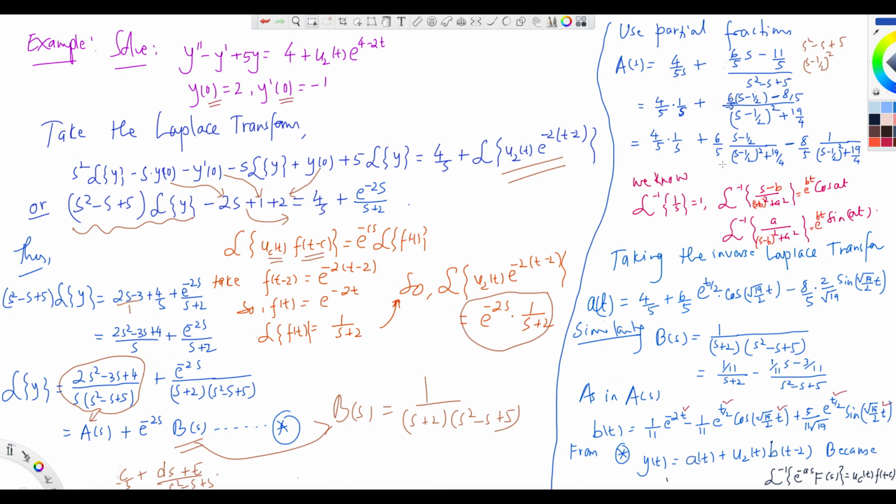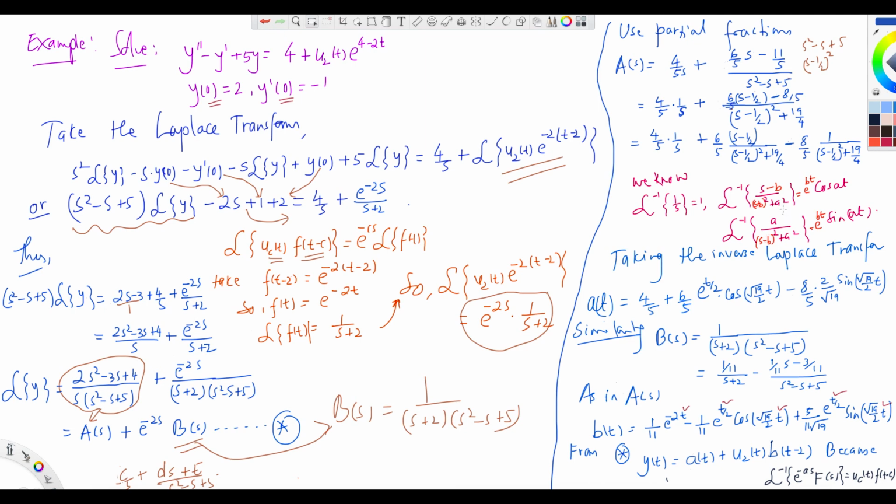Okay, now what you do next is you split. You write 6 over 5 times (s minus 1/2) over that, and then minus 8 over 5 times 1 over that thing. Okay, now you use the inverse Laplace transform formula. Inverse Laplace transform of 1 over s is 1. Inverse Laplace transform of (s minus b) over (s minus b) squared plus a squared is e to the bt cosine at. But what is b? b is 1/2, a is root of 19 over 2, right? Because this is a square. You see that? So a is root of 19 over 2.